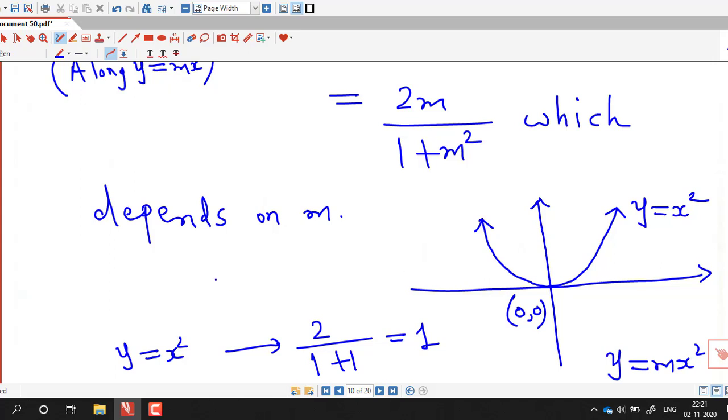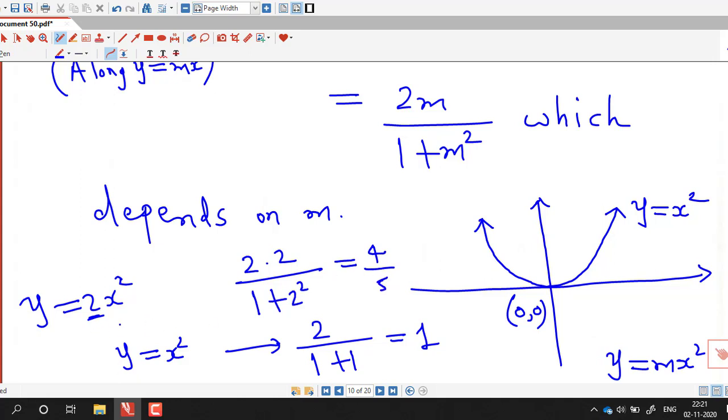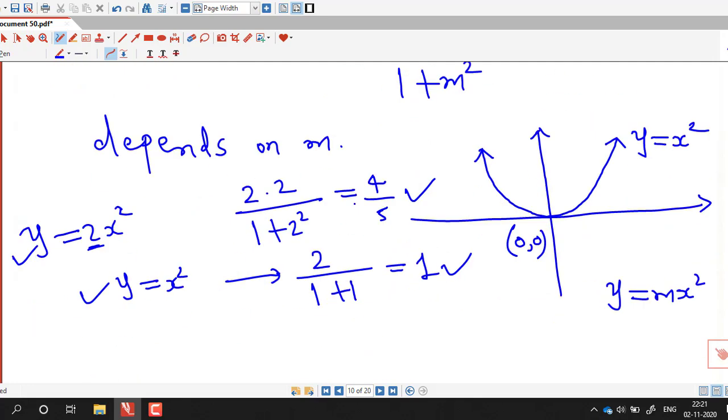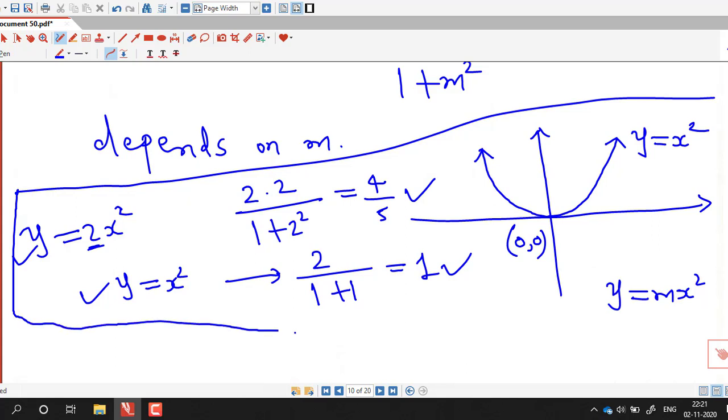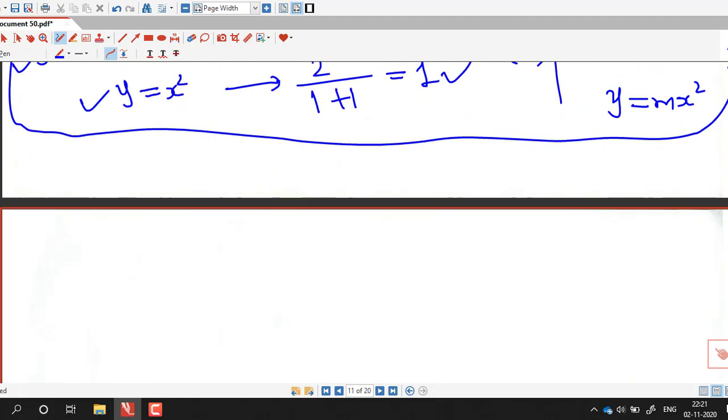Now if I take y equal to 2x square, limit along parabola y equal to 2x square, then we have to put m equal to 2. So it is 2 into 2 over 1 plus 2 square, that is 4 by 5. So in this way we can see that along different parabolas passing through origin we are having different limits. So therefore limit does not exist. This is just for understanding. You need not write this part while answering your question. It is just for understanding. So it is enough that limit depends on m.